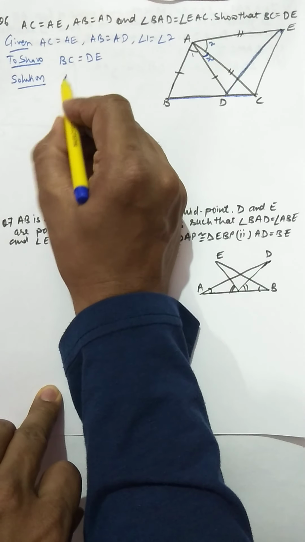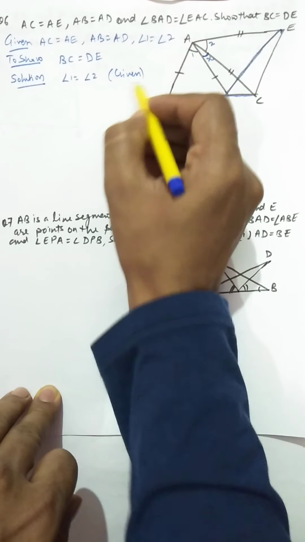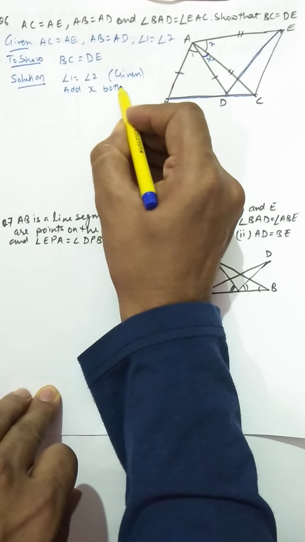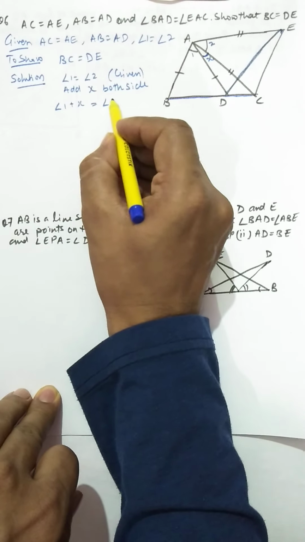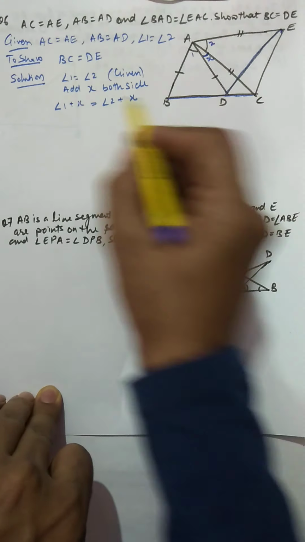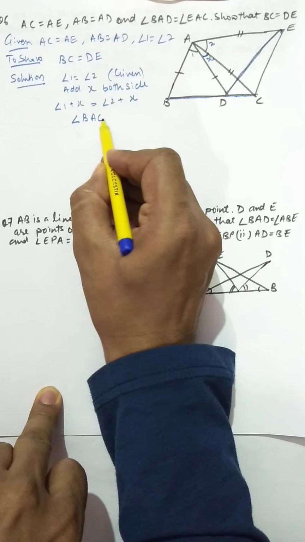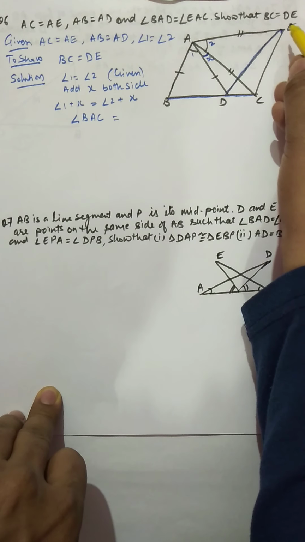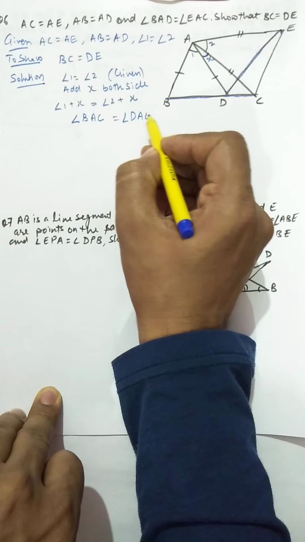So we'll write the solution. Angle 1 is equal to angle 2, this is given. So now add X both sides. So you get angle 1 plus X is equal to angle 2 plus X, and angle 1 plus X you can read as angle BAC, and angle 2 plus X you can read as angle DAE.